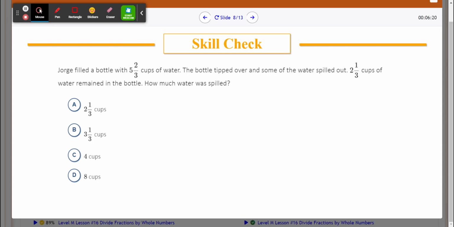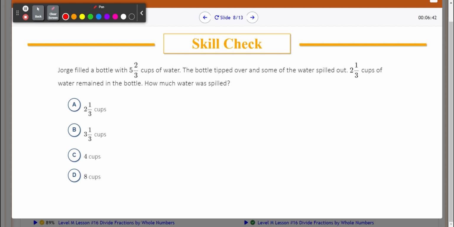Let's try another problem, this time subtraction. The problem says, Jorge filled a bottle with 5 2/3 cups of water. The bottle tipped over and some of the water spilled out. 2 1/3 cups of water remained in the bottle. How much water was spilled? This is a subtraction problem. We have to subtract 2 1/3 from 5 2/3.